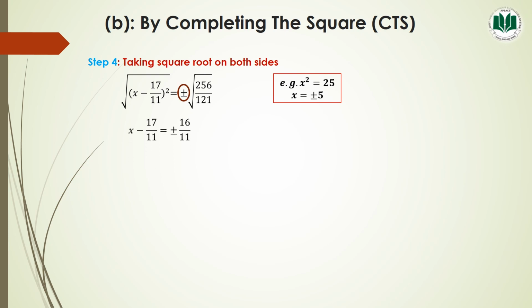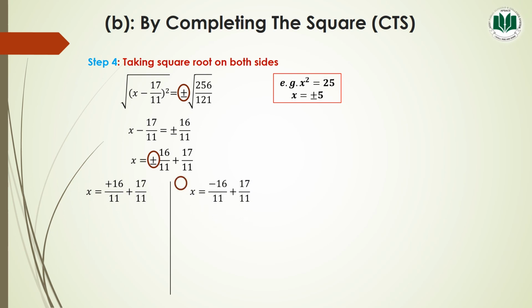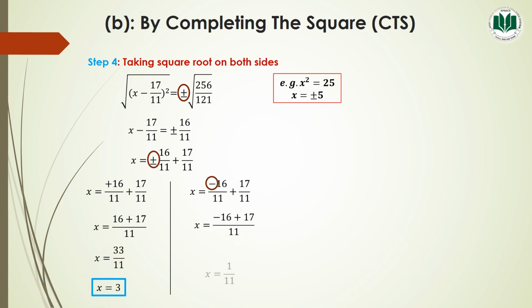Now square and square root are cancelled. So we have got plus minus 16 by 11 on the right hand side. To find x, minus 17 by 11 should be on the other side. And by this plus minus, you should know that plus minus really means two different numbers, one with a plus sign and the other with a negative sign. So we will split them out and we will solve them. So x is equal to 3 and from the other side x is equal to 1 by 11. So these are the required values of the given variable.